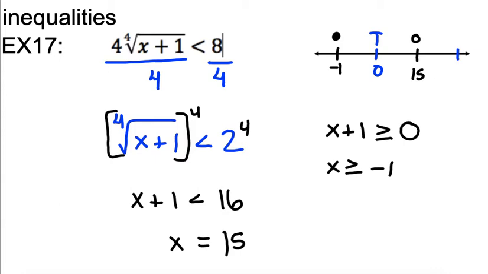Okay, what about picking something bigger? Say 20. 20 plus 1 is 21. 21 to the 4th root is 2.14 times 4 is 8.5, which is bigger than 8, so that is false. So now I'm going to pick something smaller, say negative 10. Negative 10 plus 1 is negative 9, but I can't take an even root of a negative number, so that is automatically false. So my solution is x is in the middle.